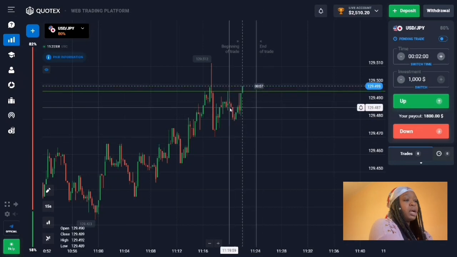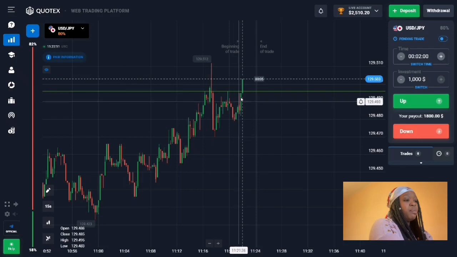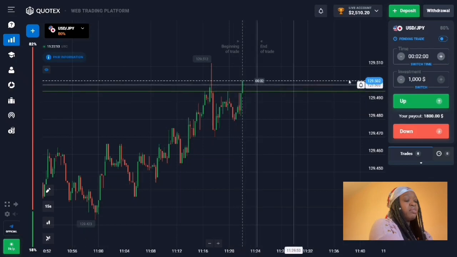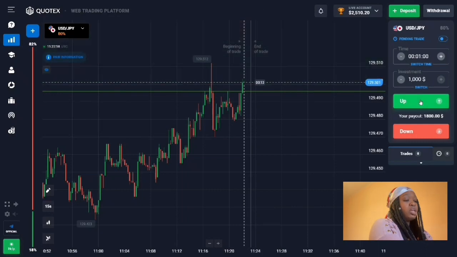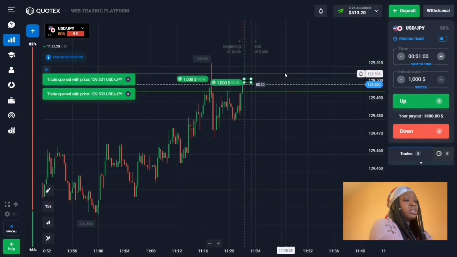Now after the pullback up, the price moved up and right now it is breaking this level through. So I'll enter the market for 1 minute with an up trade and wait for the results.